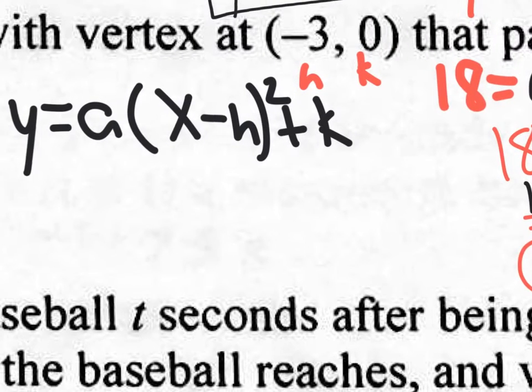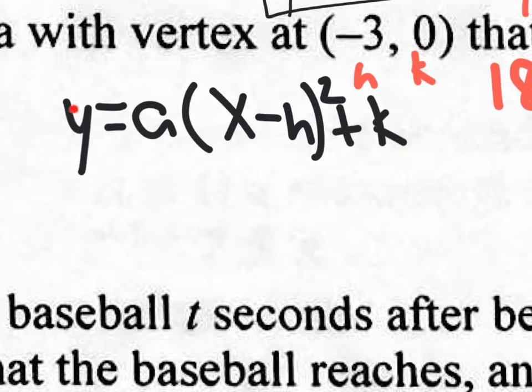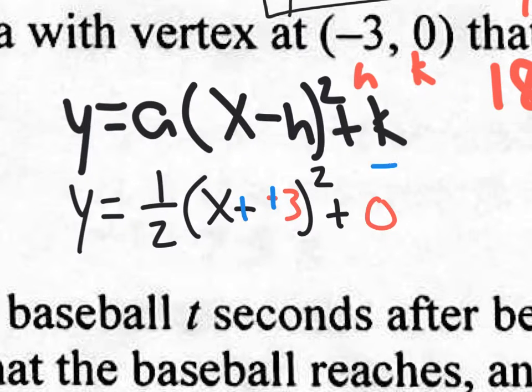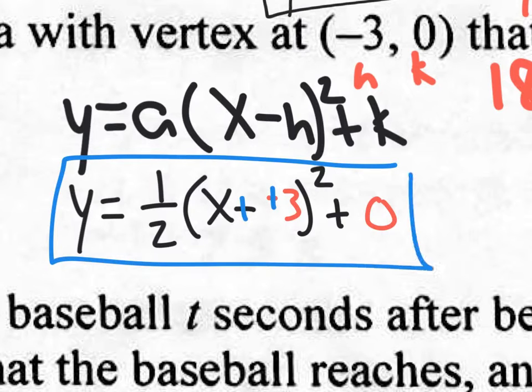Okay, remember, vertex form is y equals A(x minus h) squared plus k. We just found the A. So it's y equals, we said that was 1/2, right? And you have the (x minus h) squared plus k. And we get the h and k from the vertex. So the h is negative 3 and the k is 0. And once again, that minus minus changes to plus plus. So this right here is your vertex form equation. That's your answer to this question.